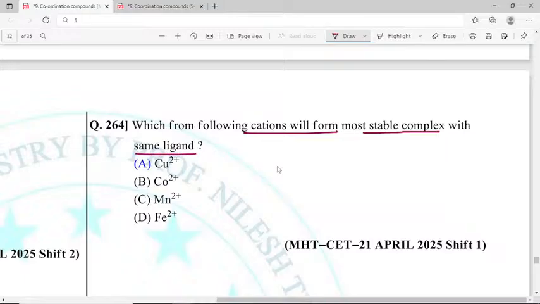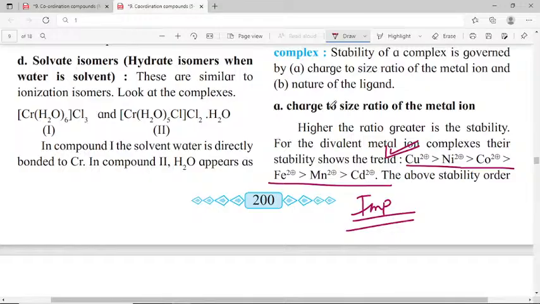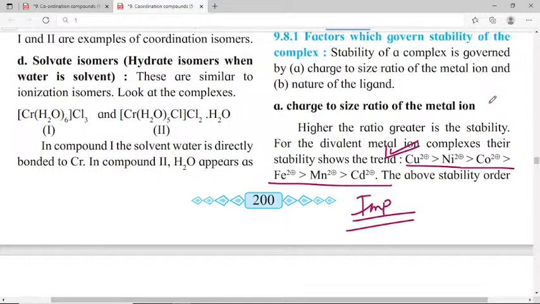Which from following cation will form most stable complex with same ligand? Copper 2 plus. Same question asked from this line. Charge to size ratio of metal ion: higher the ratio, greater is the stability.